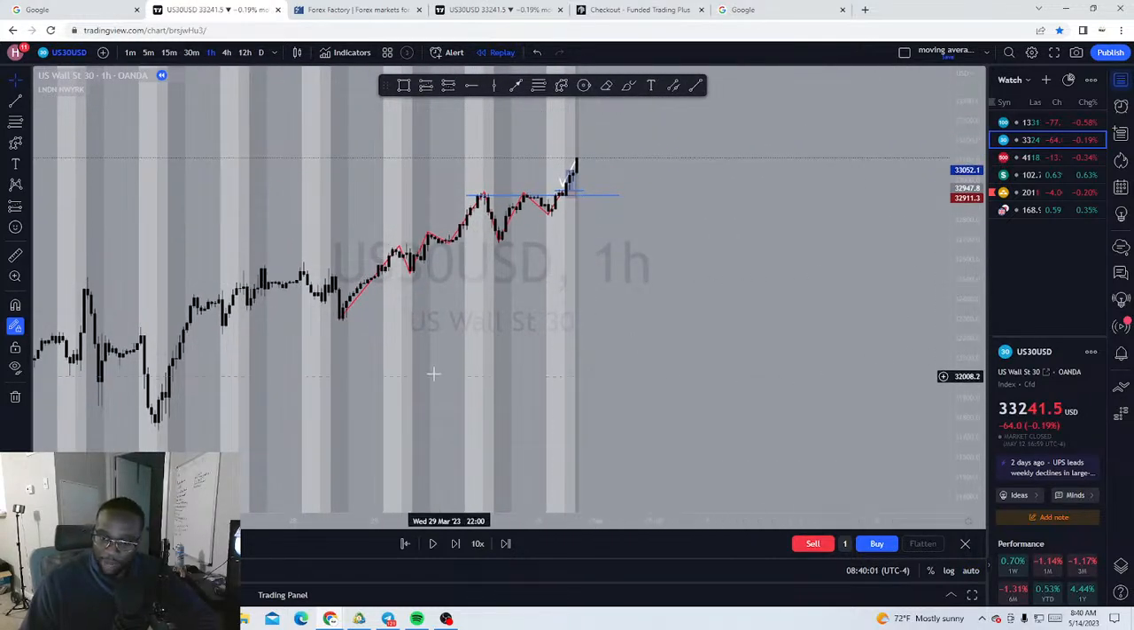So the white boxes are the London session, the gray boxes are the New York session, and the dark gray box is the end of the New York session, like 11 to 4 p.m. And that's when the market kind of gets dry. That gray box is when the market gets dry, and I don't really want to be trading between those times anyway.